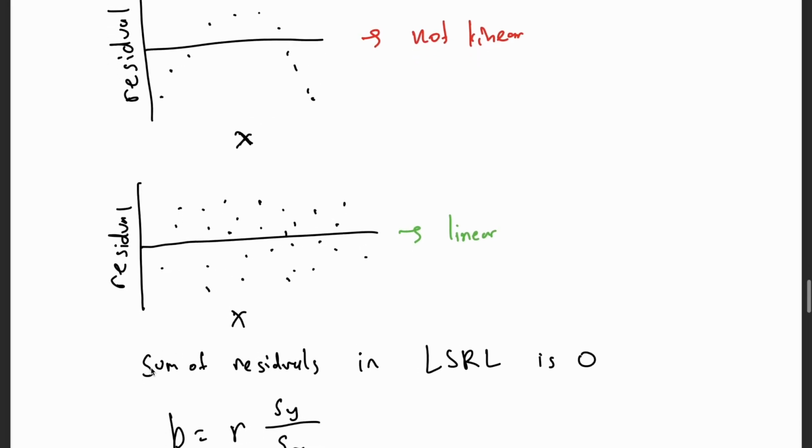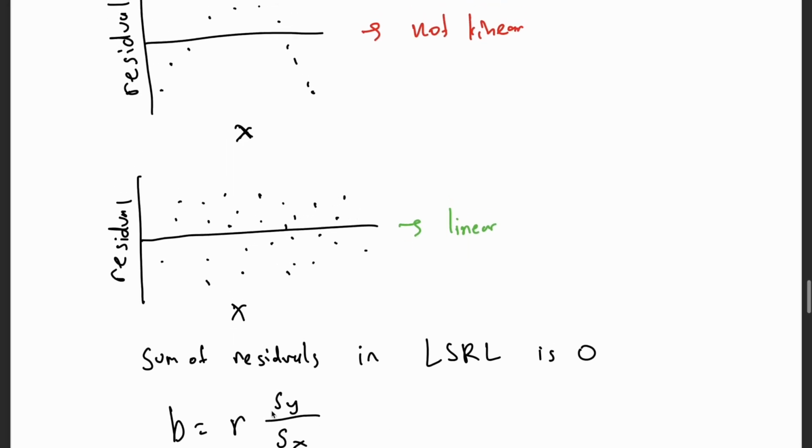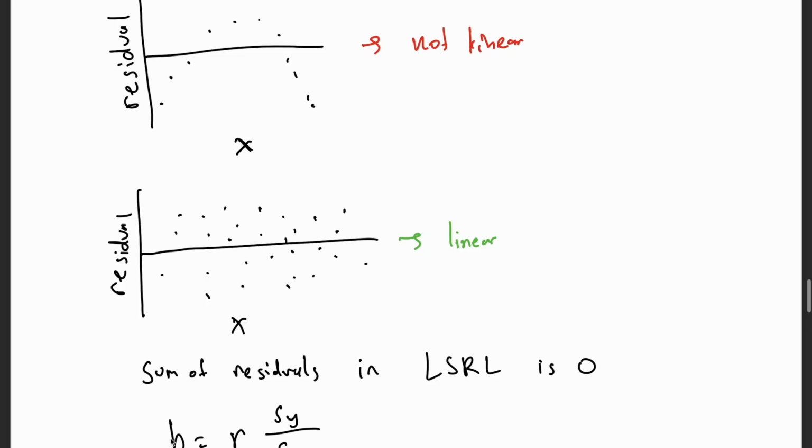One thing to remember is that the sum of the residuals in an LSRL is 0. And this is another important equation to remember. It is on your equation sheet, but it's pretty important to remember this. b equals the correlation times the standard deviation of y over the standard deviation of x. That's how you can find your slope.